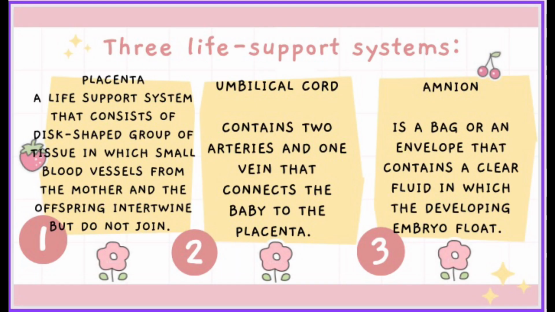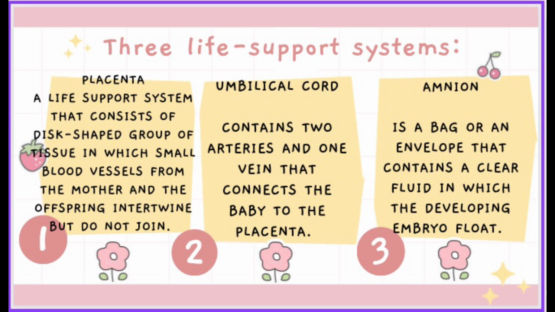So as the three layers of the embryo form, the support systems for the embryo develop rapidly. And there are three life support systems. First, the placenta. This is a life support system that consists of a disk-shaped group of tissue in which small blood vessels from the mother and the offspring intertwine but do not join.